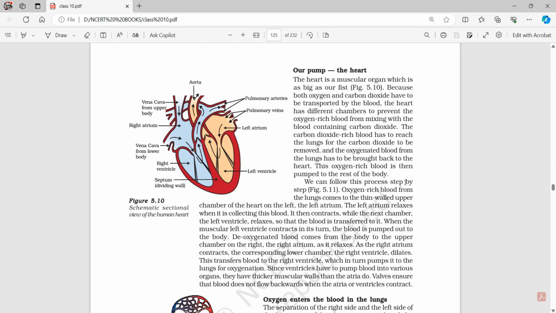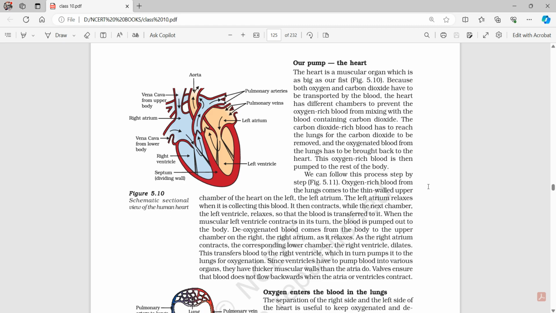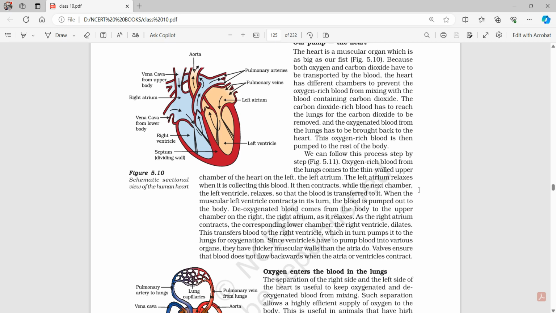The carbon dioxide-rich blood has to reach the lungs for the carbon dioxide to be removed, and the oxygenated blood from the lungs has to be brought back to the heart. This oxygen-rich blood is then pumped to the rest of the body. We can follow this process step by step. Oxygen-rich blood from the lungs comes to the thin-walled upper chamber of the heart, the left atrium. The left atrium relaxes when it is collecting the blood. It then contracts while the next chamber, the left ventricle, relaxes so that the blood is transferred to it. When the muscular left ventricle contracts in its turn, the blood is pumped out to the body.